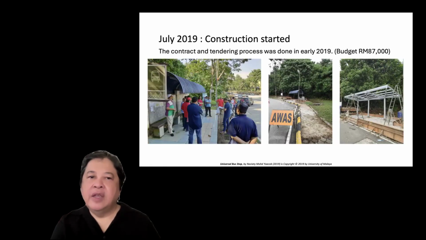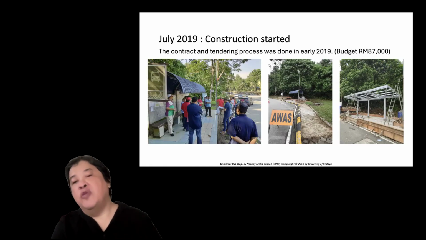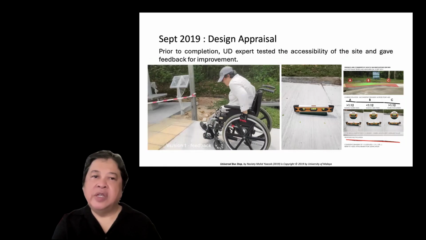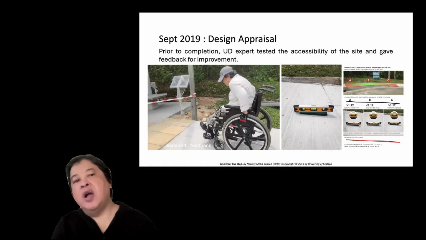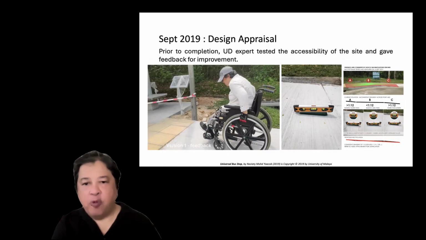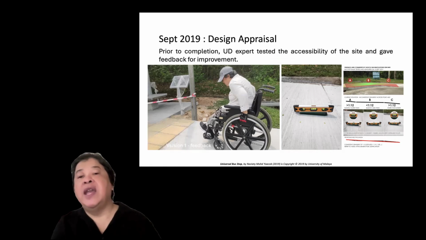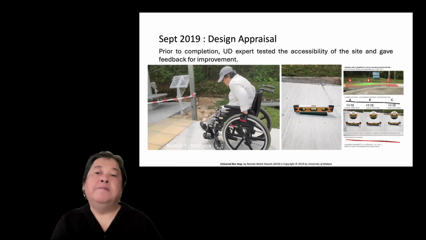The tendering started in early 2019. The budget apparently was 87,000. So that's another consideration that we need to move forward, that we need to design something which is cheaper and yet much more useful. They started work in July 2019, and in September 2019, we did a design appraisal after they built it halfway, in which the ramp was very difficult to negotiate, and we illustrated it to them so that they had to rectify it.